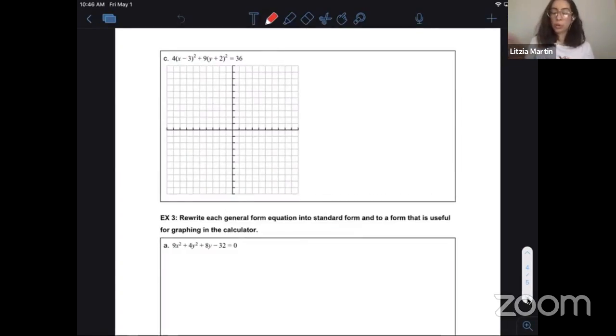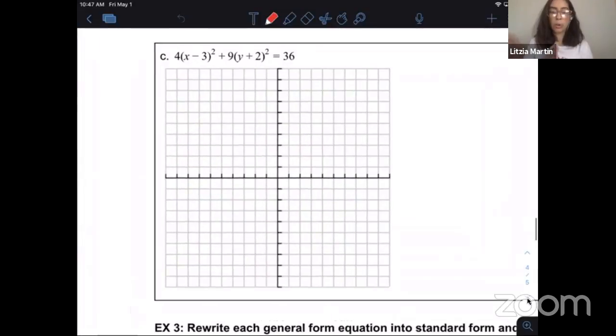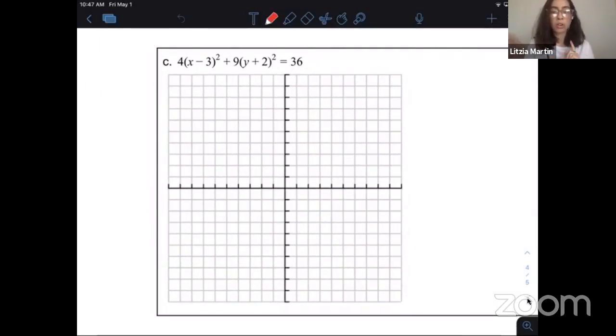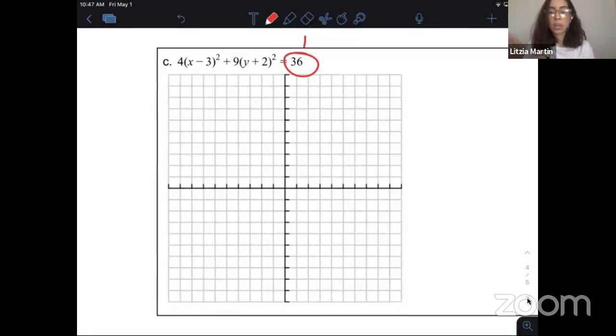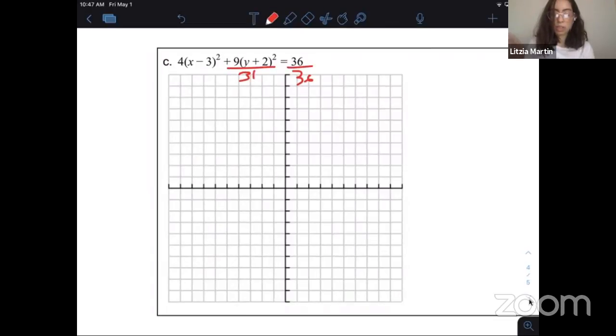Okay, so this is our equation. It's not in standard form because if it were in standard form, we would have a 1 on that side. Since we don't have a 1, we need to turn it into a 1. So we would need to divide by 36 all the way through. So to each part, we're dividing by 36.